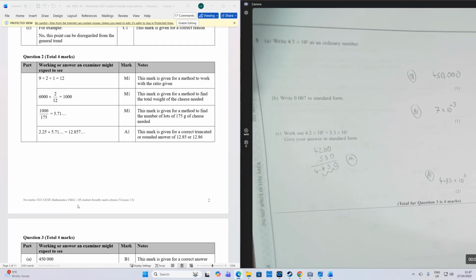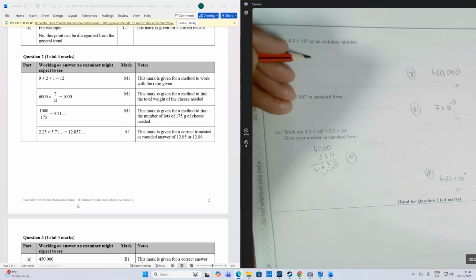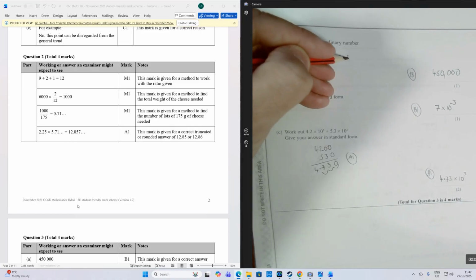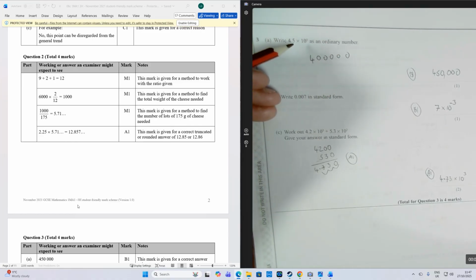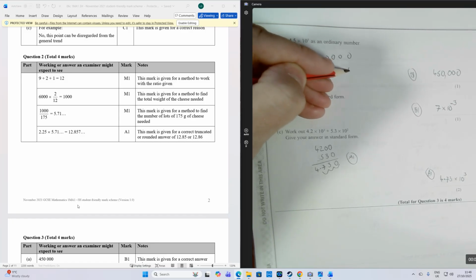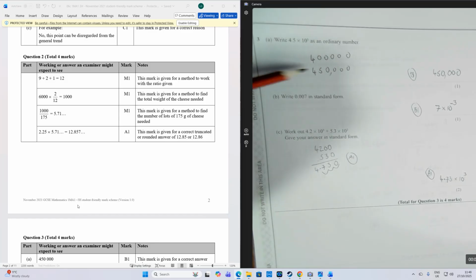Question 3. Write 4.5 times 10 to the 5 as an ordinary number. What I would do is imagine that we're going to have 5 zeros come after the 4. So you've got 4, and then 1, 2, 3, 4, 5. But the way I think of it is that one of those zeros has been used up by a 5. So you're going to have 4, 5, and then just 1, 2, 3, 4 zeros after. Okay, which is 450,000.